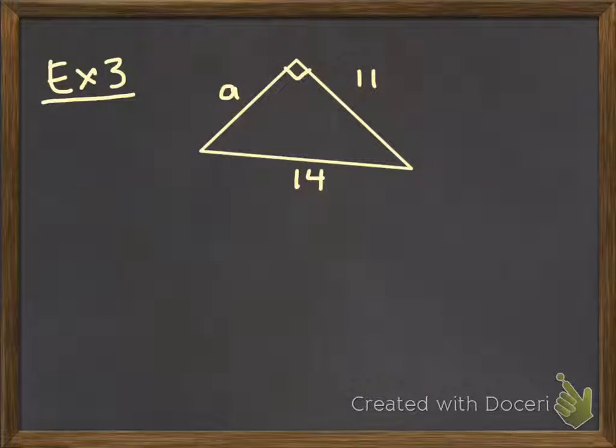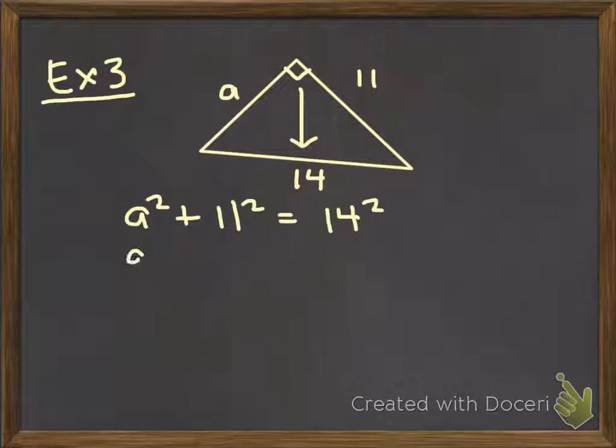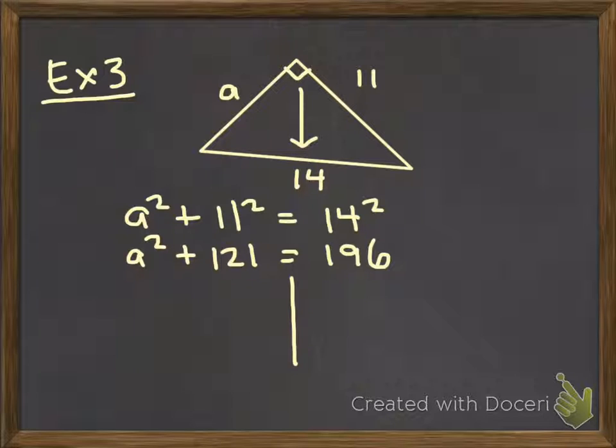Example 3. Which one is the c, 11 or 14? Well, c would be the 14 because it's directly across from the right angle. So then we do a squared plus 11 squared equals 14 squared. That gives us a squared plus 11 squared is 121. 14 squared is 196. We want a by itself, so we're going to subtract 121.